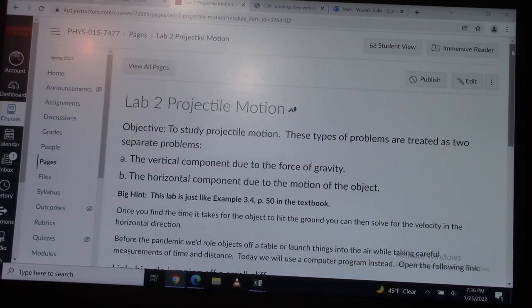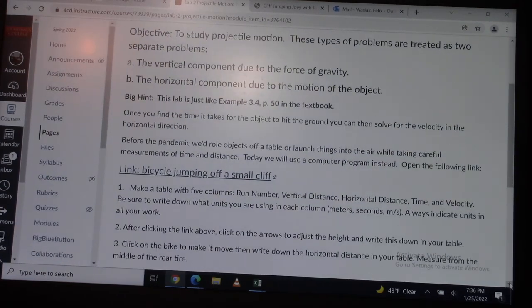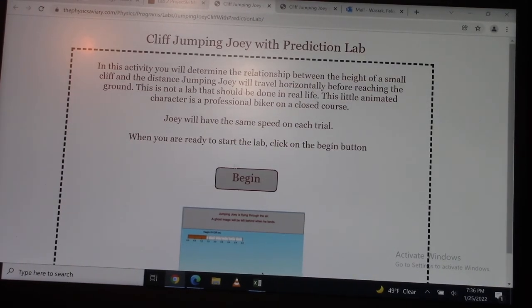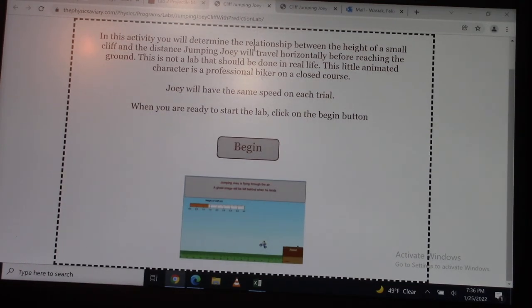So this is the Canvas page for the lab, and you're going to read the instructions carefully and follow all the instructions. You're going to come to this link here and click on it, right? We've done this before with the previous lab. Okay, there's a little warning: don't try this at home, this was done by professionals in a computer lab, right? Don't hurt yourself. Hit begin.